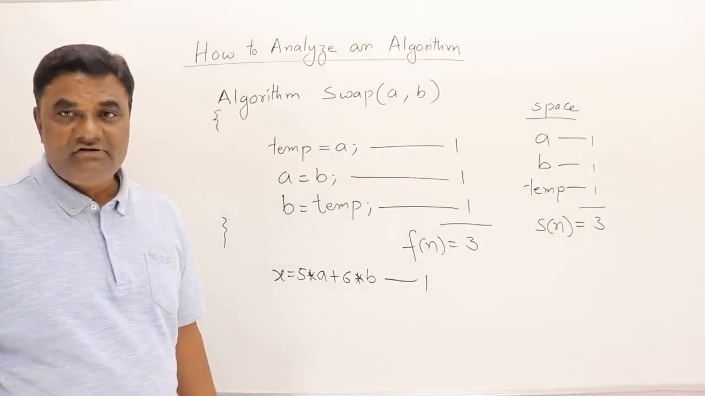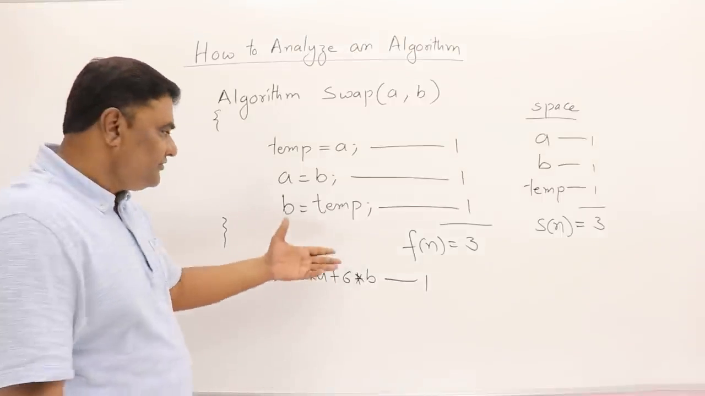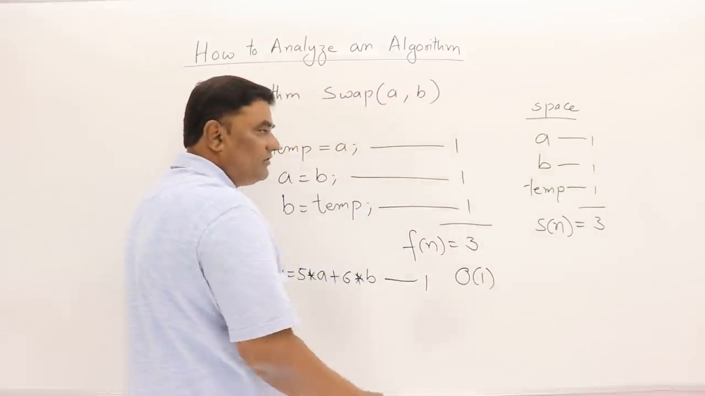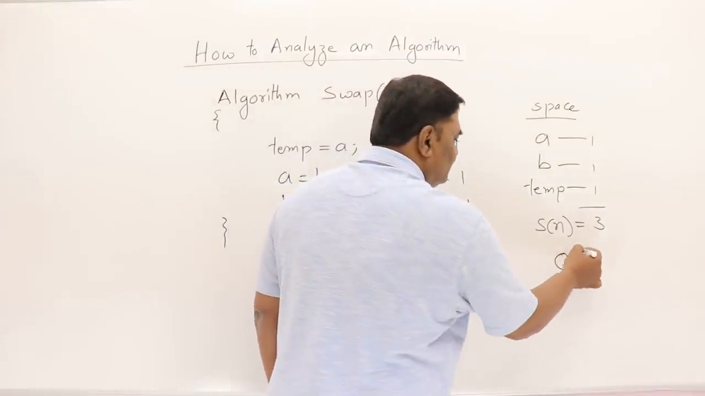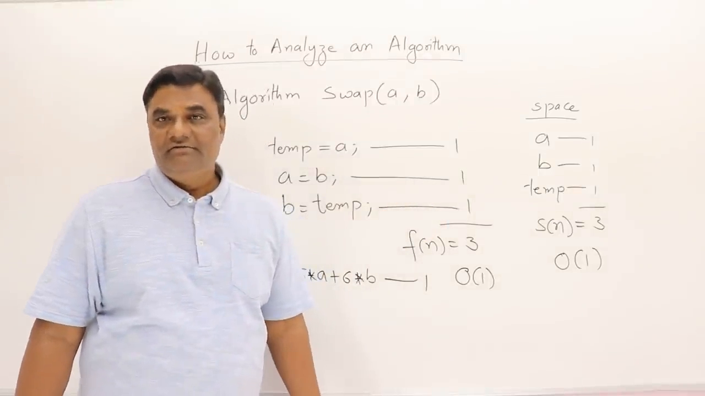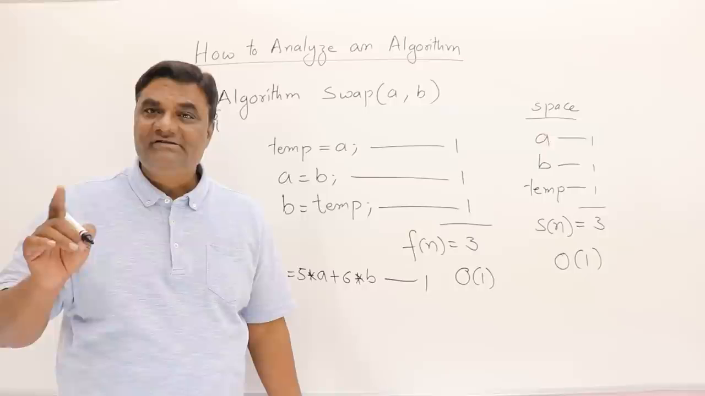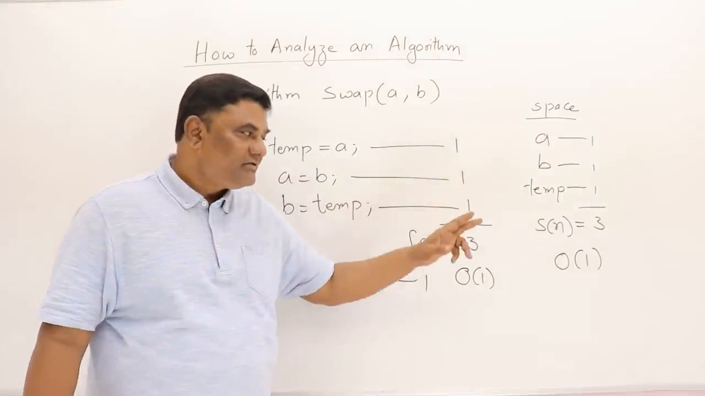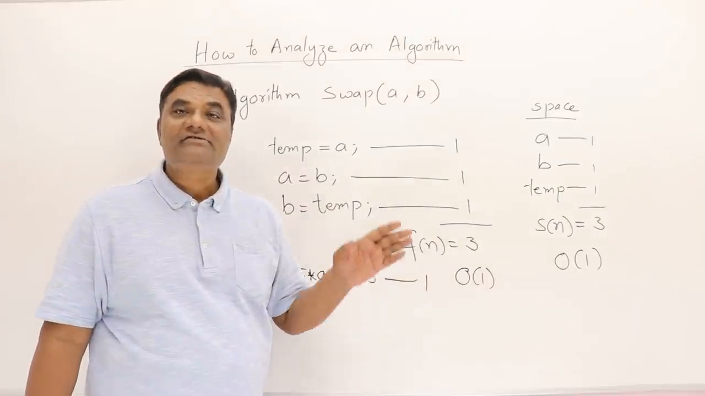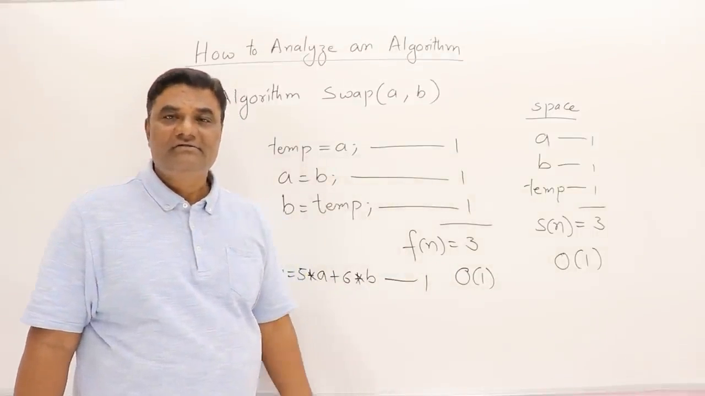So again it is also constant. So usually we represent them as order of 1. Constant means order of 1. And that's also order of 1, which means it is constant. 1 represents constant. If it is 3 we also write 1. If it is 3000 we also write 1, saying that the value is constant.